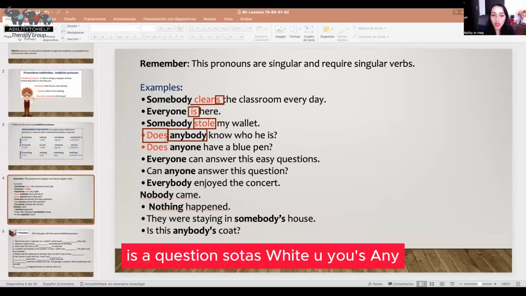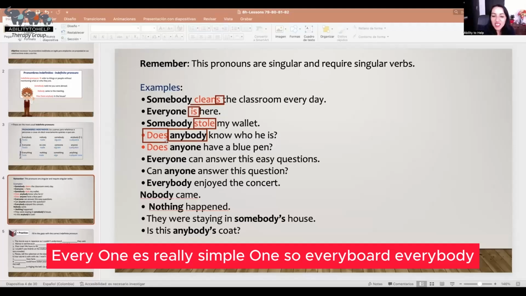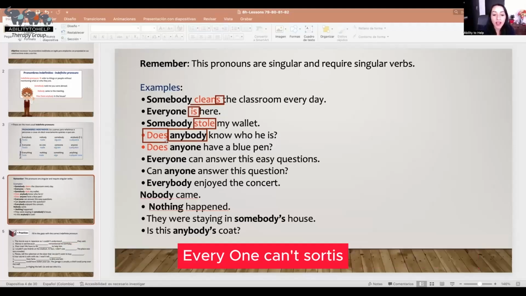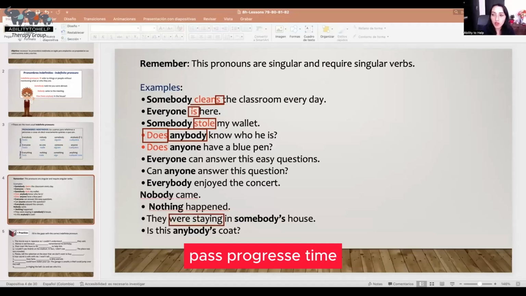It's a question, so that's why you use any. Everyone can answer this easy question. It's not a question, so it's an affirmative. Everyone is a really simple one, so everyone can answer this. Nobody came. Nobody. Nothing happened. Past, a past form of this verb. They were staying in somebody's house. So we are writing a progressive time here, past progressive.